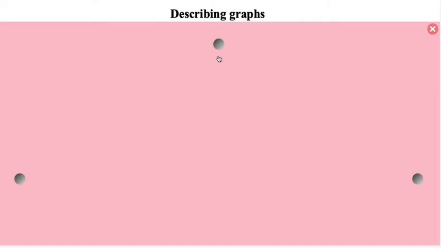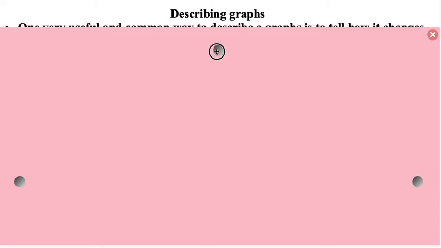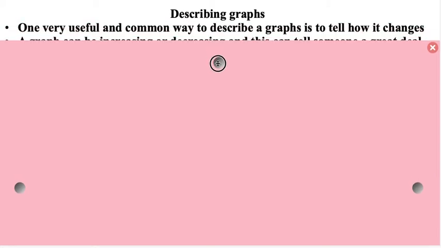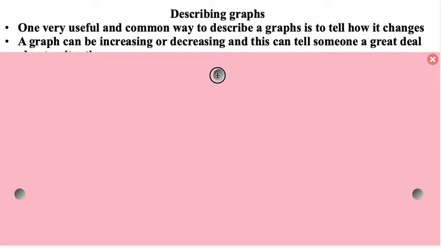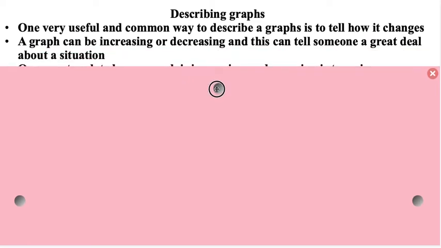Describing graphs. If you think about a graph of your bank account over time, you'd like to see what type of situation? Well, personally, I'd like to see an increasing situation. In fact, if I was really good, I'd love to see an increasing situation constantly. That is, the balance, the amount in there, is always going up. So, when we describe graphs, talking about how it changes, increasing or decreasing, can tell you a great deal, right?